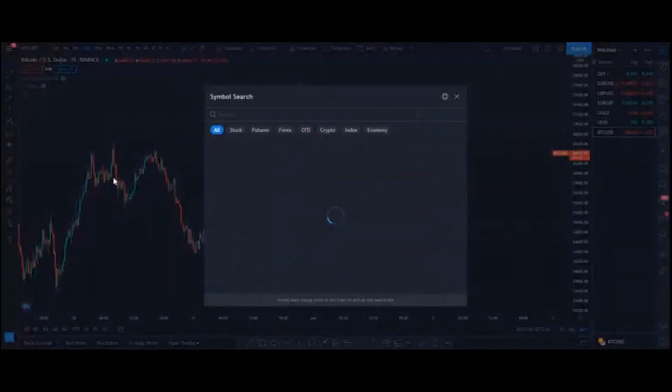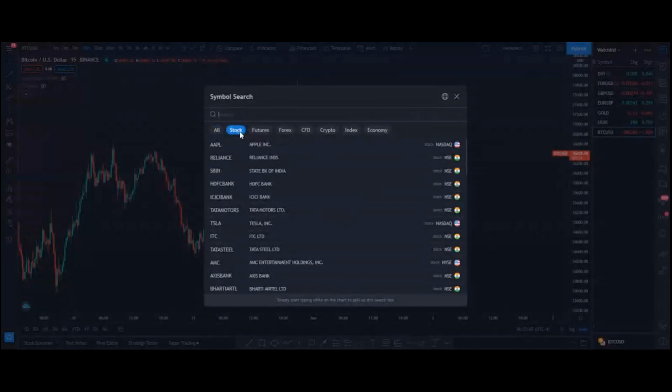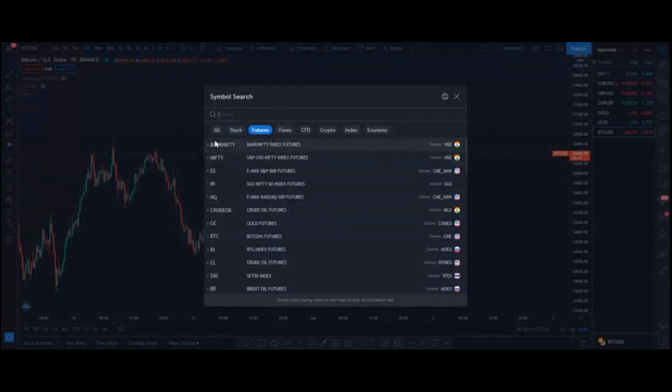Now let's just delete this and look at the stock aspect. We have Apple, Reliance Industries, State Bank of India, HDFC Bank. All these are stocks. We have Tata Motors, we have Tesla, we have Tata Steel, we have AMC Entertainment. These are the financial instruments. These are the underlying assets. Futures is just something else. I really don't consider this. It's just like an expected price.